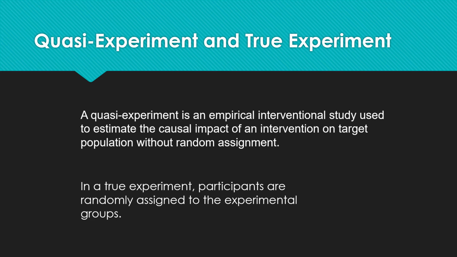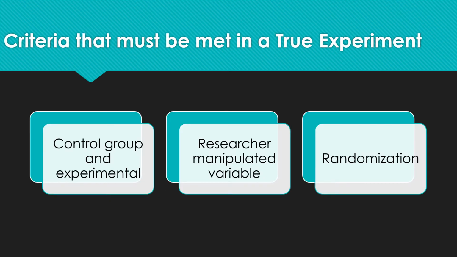Contrary to a quasi-experiment, in a true experiment, participants are randomly assigned to the experimental groups. True experiment is the preferred method because all important factors that might affect the phenomena of interest are completely controlled. Often, however, it is not possible or practical to control all the key factors, so it becomes necessary to implement a quasi-experimental research design.